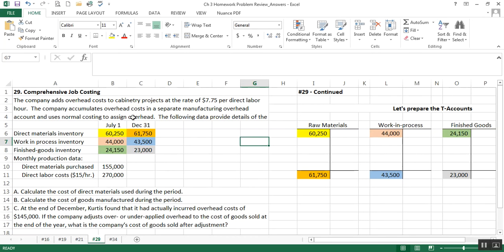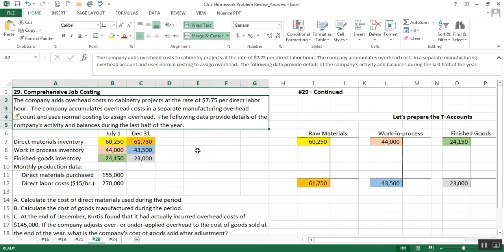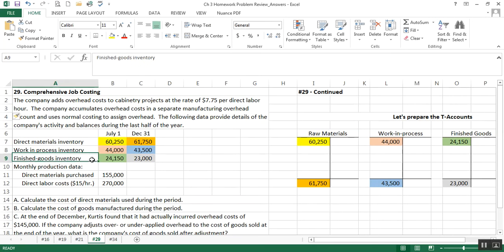Now let's look at number 29. So this company adds overhead costs to cabinetry projects at the rate of $7.75 per direct labor hour. The company accumulates overhead costs in a separate manufacturing overhead account and uses normal costing to assign overhead. The following data provides details of the company's activity and balances during the last half of the year. So we can see here that we have direct materials, work in process, finished goods, and then July 1st is the beginning and December 31st is ending. And then we have direct materials purchased and direct labor costs of $270,000.